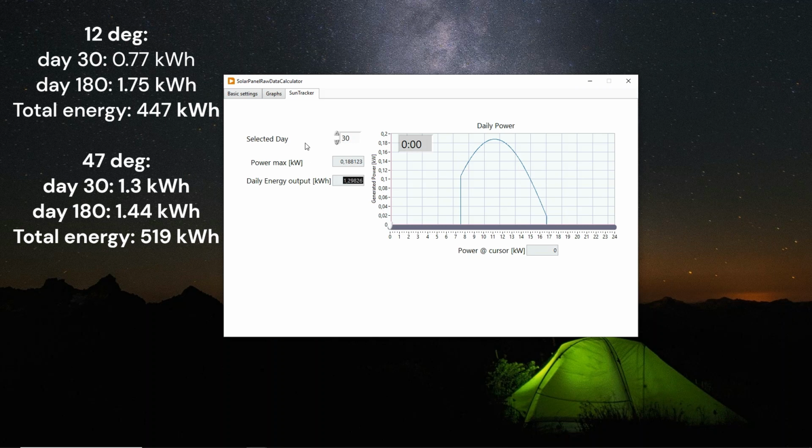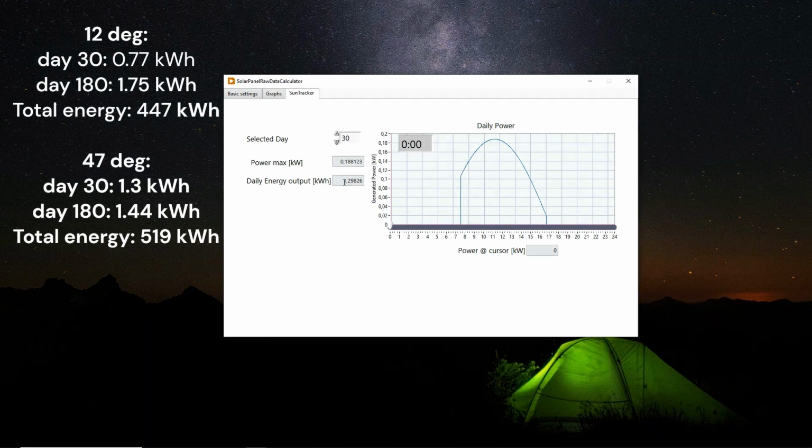So actually the technician was right, my friend's system will produce more in the summer. However, the overall energy his system can produce is less than with optimal solar panel tilt angle.